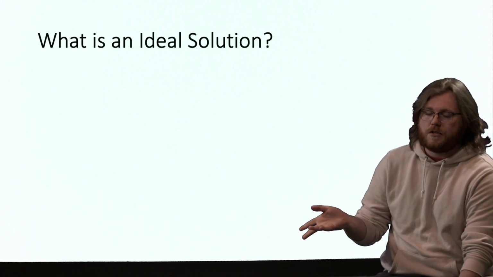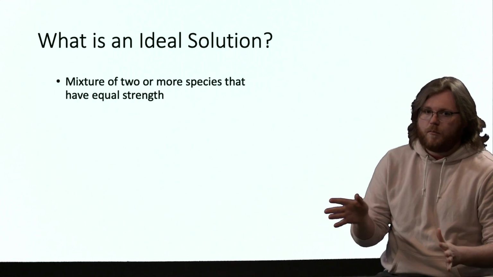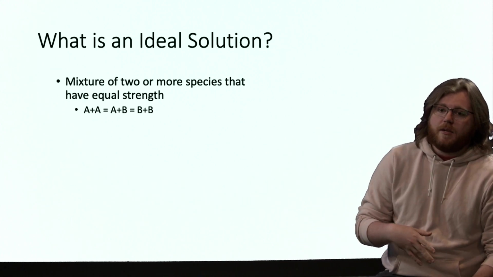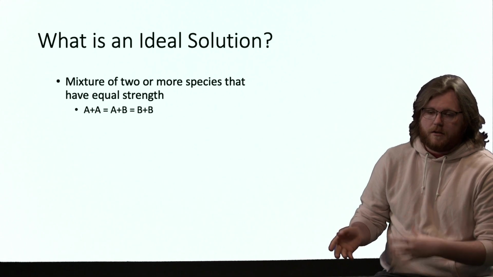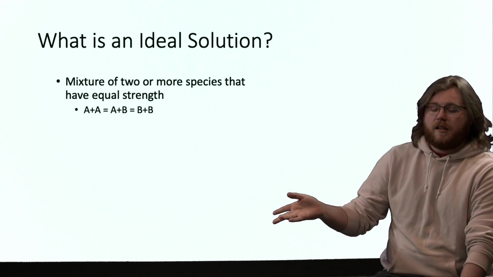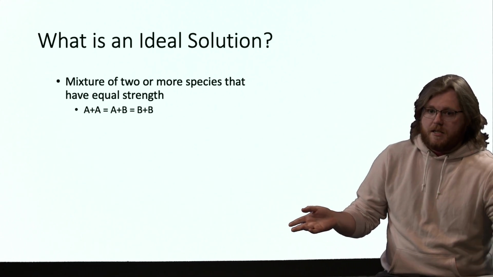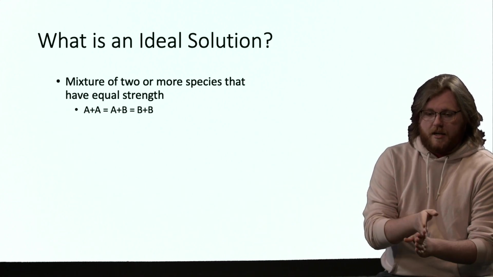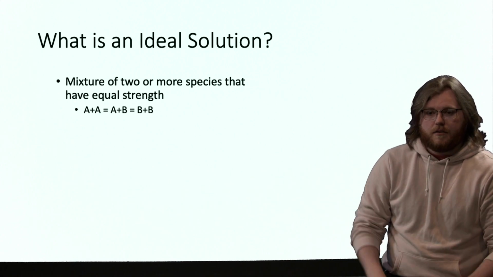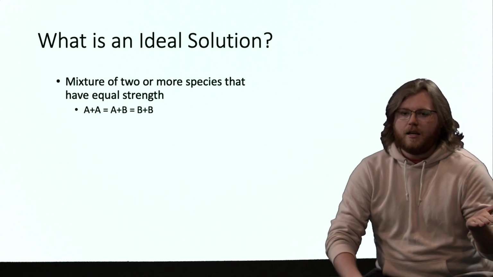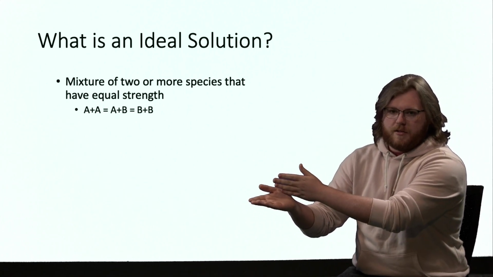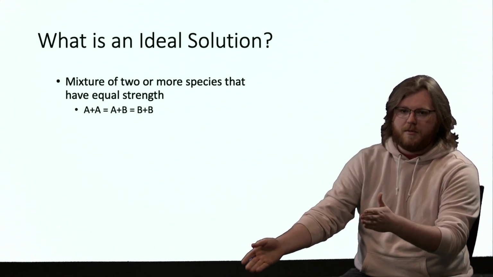Ideal solutions are usually a mixture of two or more substances that have relatively equal strength. And by equal strength, I mean they have equal forces between each other. So the intermolecular forces between a species and another species have equal strength as they do within themselves. Species A will have equal strength within itself, and species B will have equal strength within itself, as they do between species A and B.